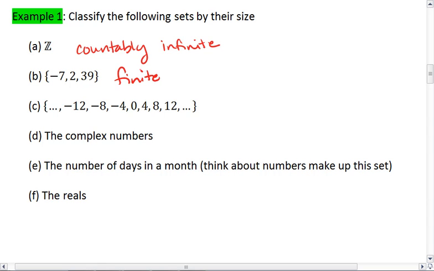Alright, in part C, we have an infinite set as indicated by the ellipses on either side. However, we have a pattern. We go from -12 to -8 to -4, 0, 4, 8, 12. We're adding 4 each time. If we wanted to, we could continue this pattern, or we could program a computer to continue this pattern and continue counting these numbers, which makes set C also countably infinite. D is the complex numbers. We've seen from above that this is uncountably infinite.